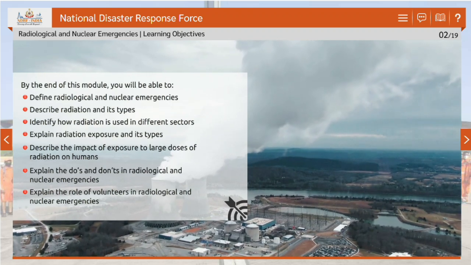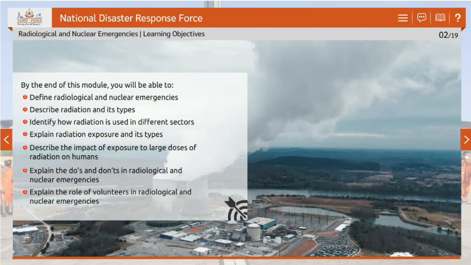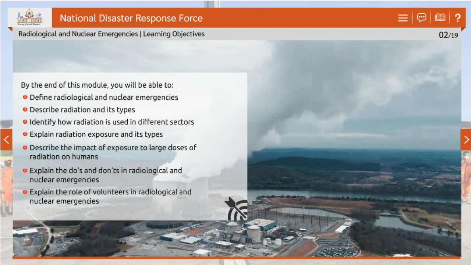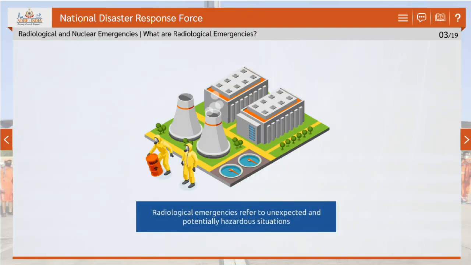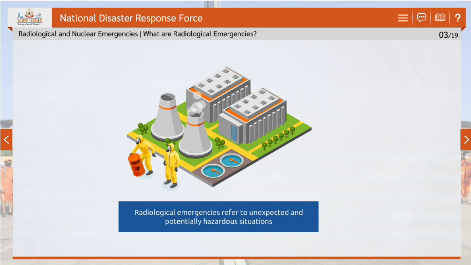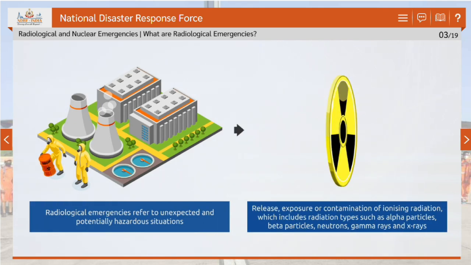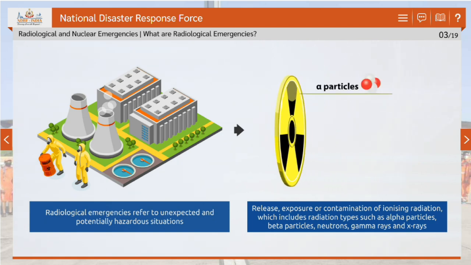Let us begin by understanding what radiological emergencies are. Radiological emergencies refer to unexpected and potentially hazardous situations involving the release, exposure or contamination of ionizing radiation. The radiations released can be of different types such as alpha particles, beta particles, neutrons, gamma rays and X-rays.